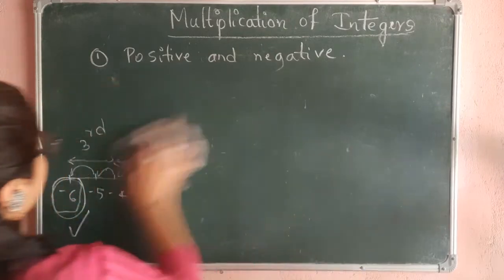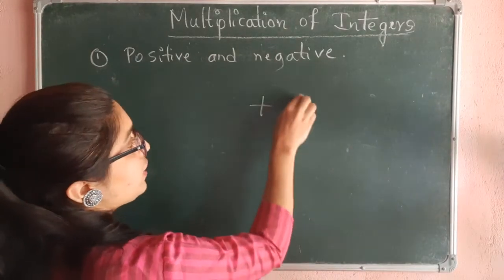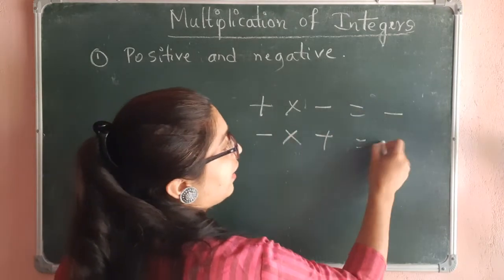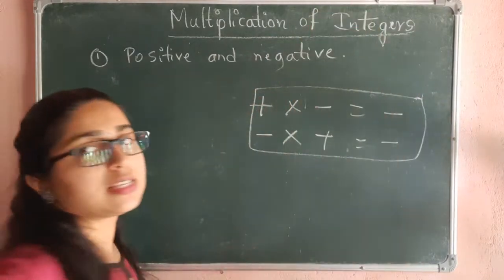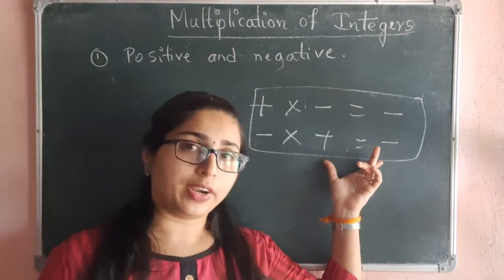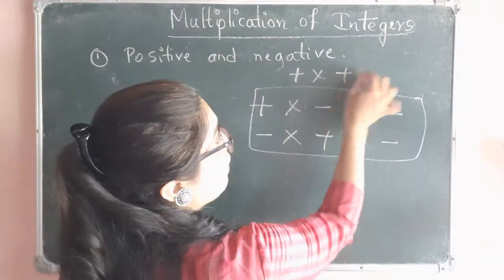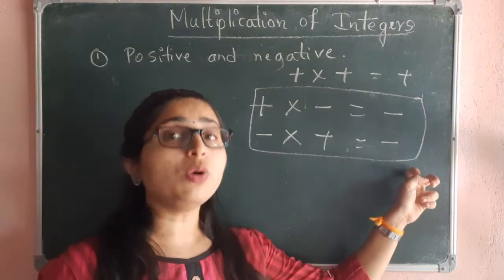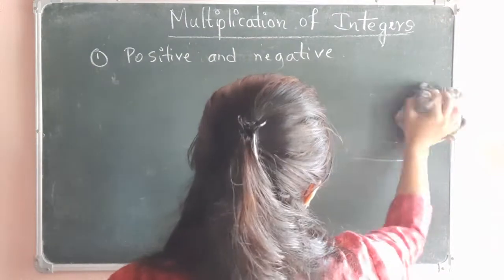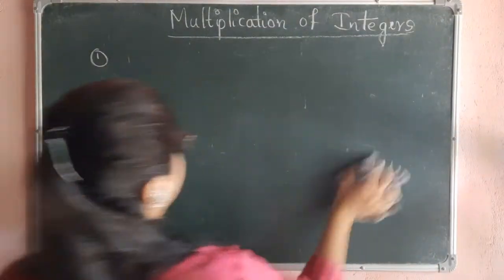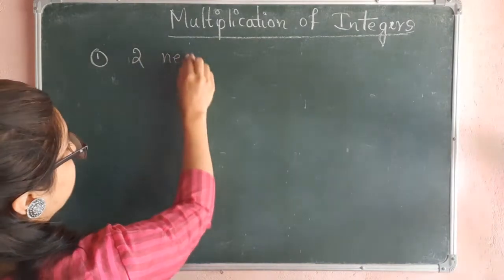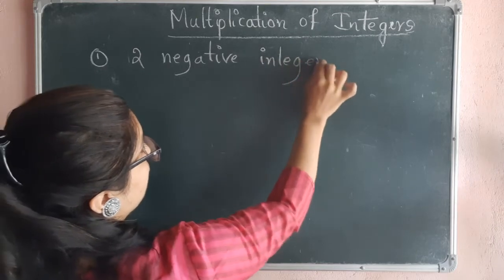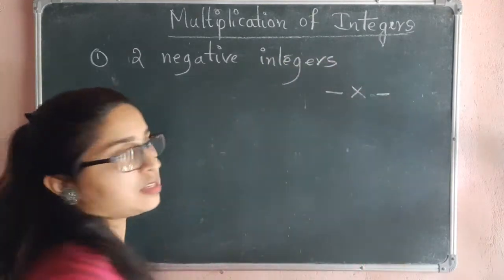So, one thing you can conclude is whenever you multiply a positive and a negative integer, you will be getting a negative integer. Okay, so this is another important point to be noted. Plus into plus, that was giving you plus. But now plus into minus gives you minus. Minus into plus gives you minus. Okay, now let us see multiplication of two negative integers. So, minus into minus, what will happen?